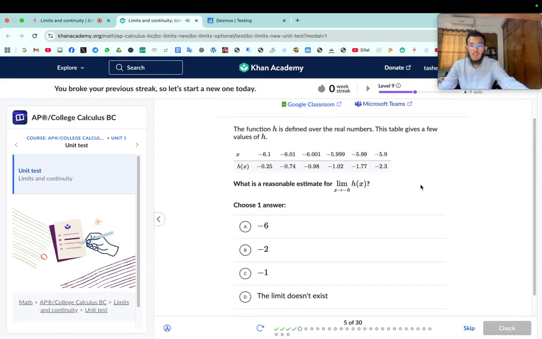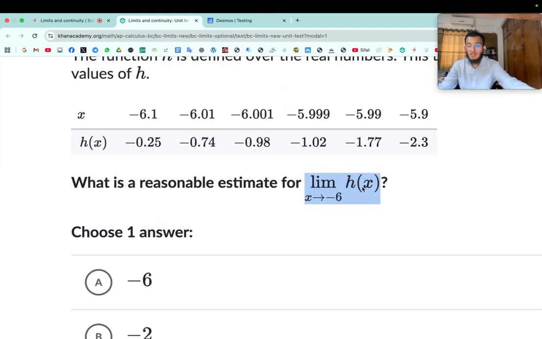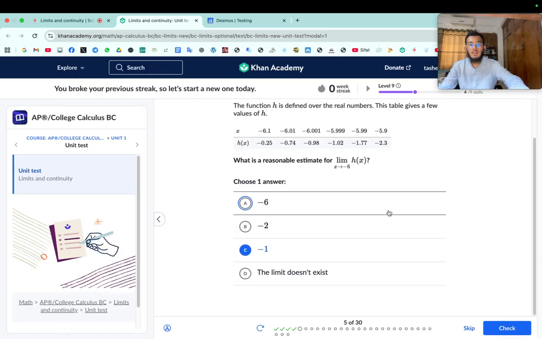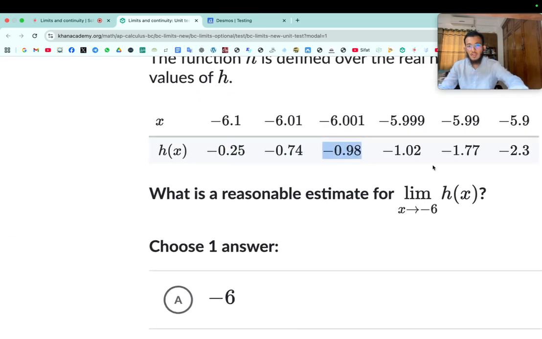The function h is defined over the real numbers. This table gives a few values of h. What is a reasonable estimate for the limit as x tends to negative 6 for function h? As we approach negative 6 from the left side and from the right side, we can see that the value is approaching negative 1. So we could safely say that the reasonable estimate will be negative 1, because the values are getting closer to negative 1.